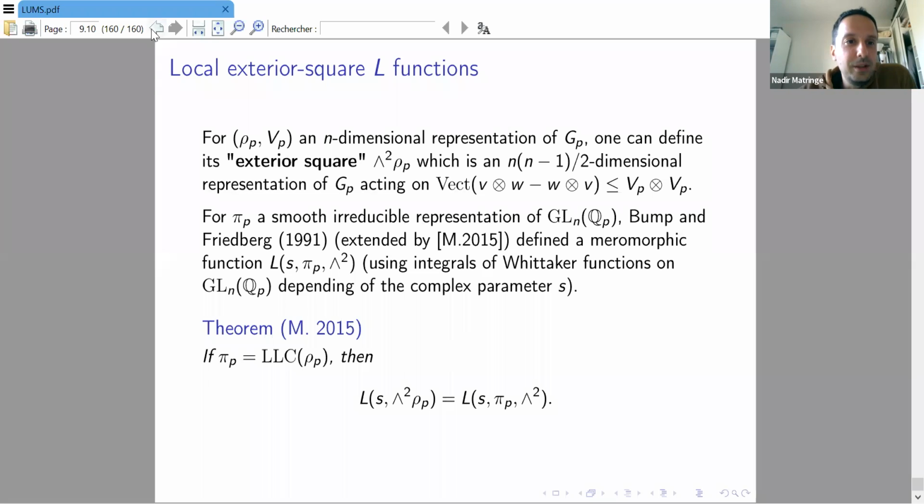And finding these functions gives assertions towards the Artin conjecture. Yes, you are absolutely right. Such type of equalities in the global case, every time you have one, most of the time you can make progress on the Artin conjecture in the special case you consider.